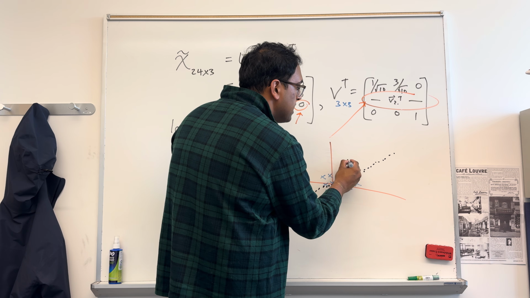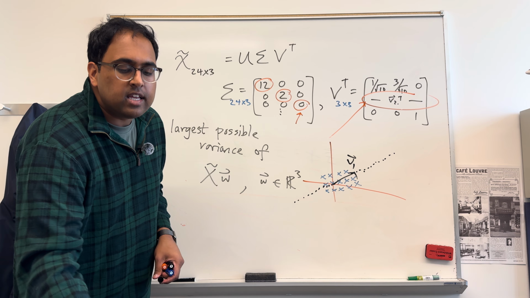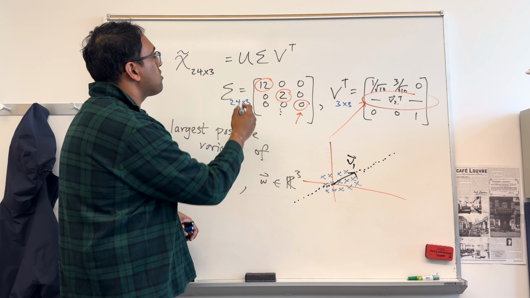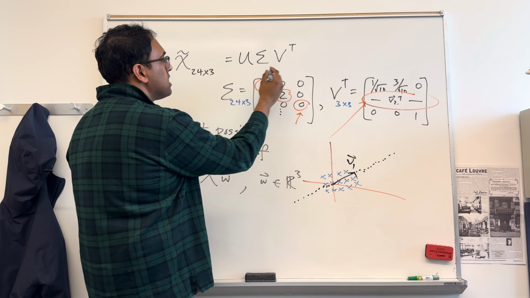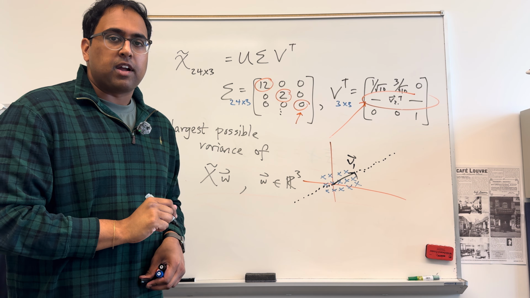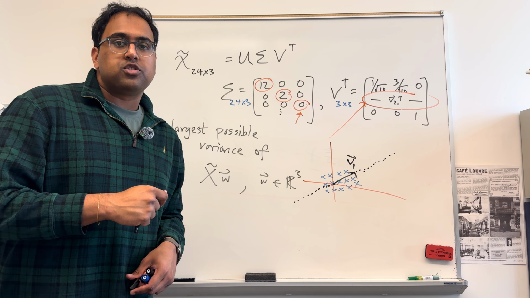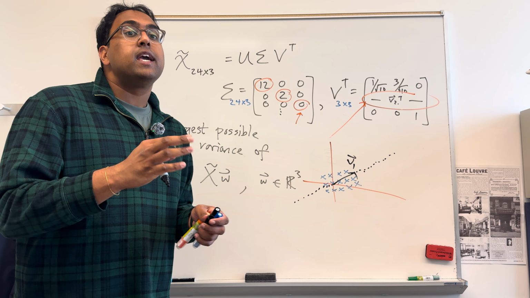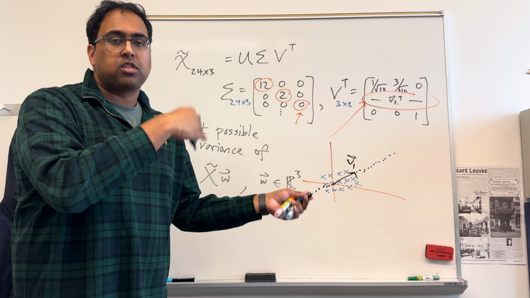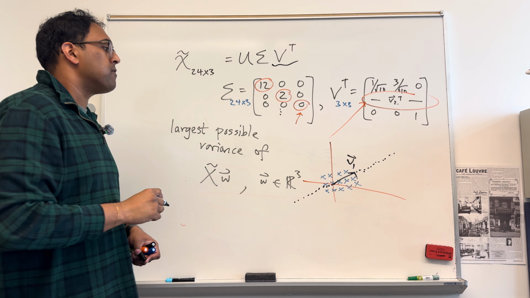The main idea is that the direction along which the data varies the most is the first column of v in the singular value decomposition of x tilde. So the first column of v is the direction along which the data varies the most. The second column of v is the direction along which the data varies the most while being orthogonal to the first column of v. So the next best direction has to be orthogonal to the first direction, and that's a consequence of the columns of v being orthogonal.